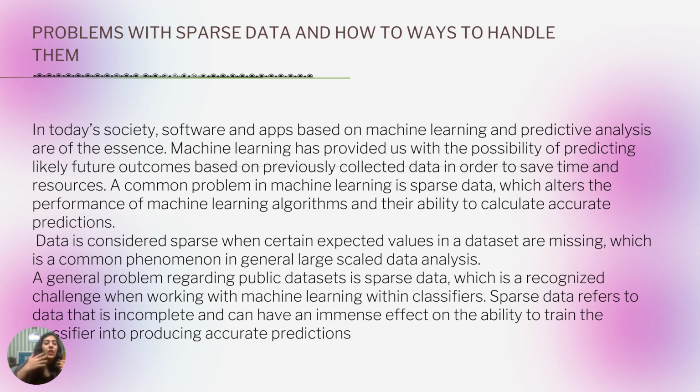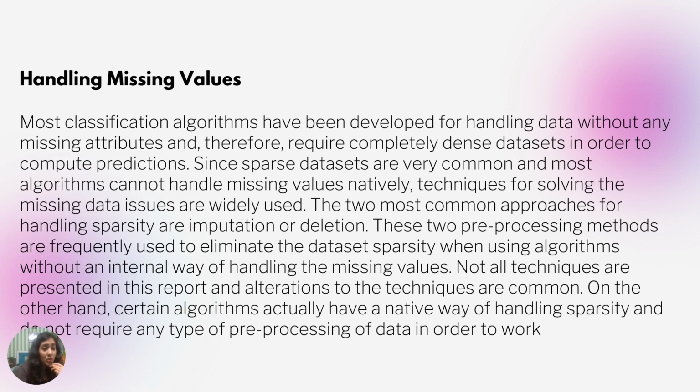Data is considered sparse when certain expected values in a dataset are missing, which is a common phenomenon in general large-scale data analysis. A general problem regarding public datasets is sparse data, which is a recognized challenge when working with machine learning classifiers. Sparse data refers to data that is incomplete and can have an immense effect on the ability to train the classifier to produce accurate predictions.